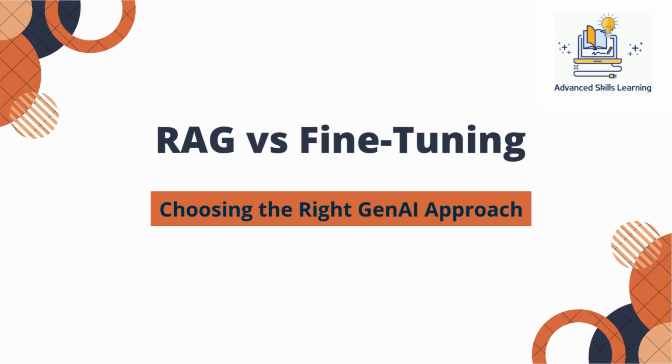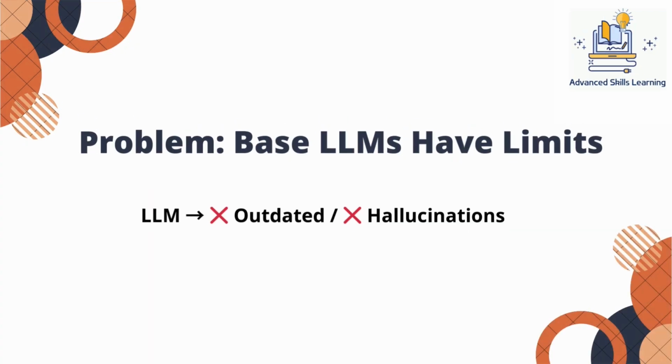Large language models are trained on massive datasets, but that training happens only once. As a result, models do not automatically know about new information, private enterprise data, or frequently changing content. They can also sometimes generate answers that sound correct but are factually inaccurate, a phenomenon commonly referred to as hallucination. To address these limitations, architects typically use either retrieval augmented generation, fine-tuning, or a combination of both. Let's start with retrieval augmented generation.